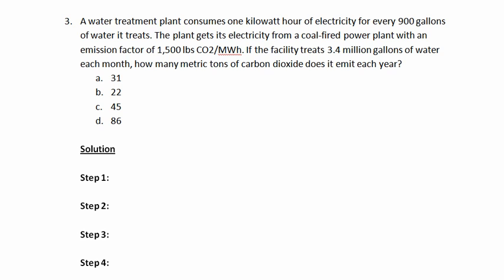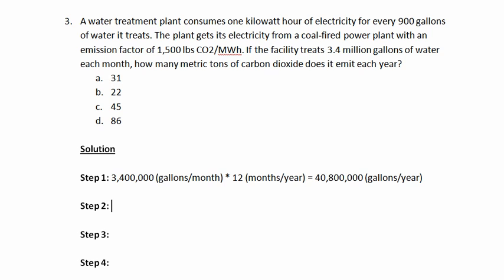The first thing we'll need to do in order to solve this problem is to figure out how many gallons of water the facility treats each year. We know that it treats 3.4 million gallons each month, so that's a pretty simple calculation. Simply multiply that by 12. So 3,400,000 gallons per month times 12 months per year gives us 40,800,000 gallons per year.